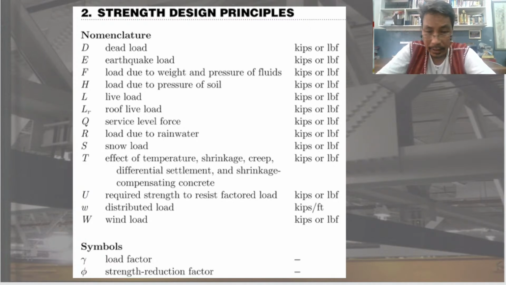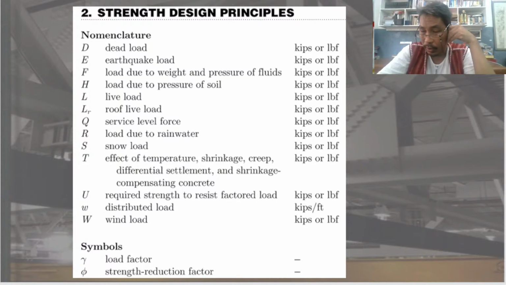Letter U, this is the required strength. Required strength is the one we need to design for. So that is our requirement, the strength requirement. When we are talking of the load, what is the required strength that our structure must be able to withstand? That is what we mean by U.